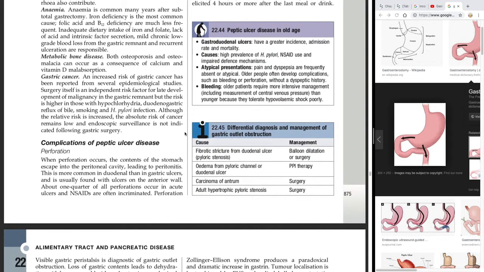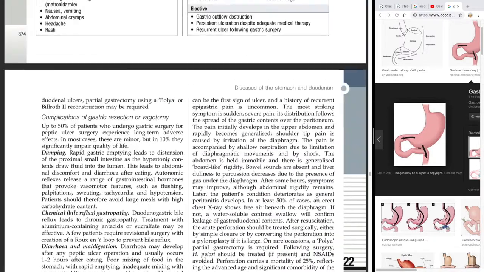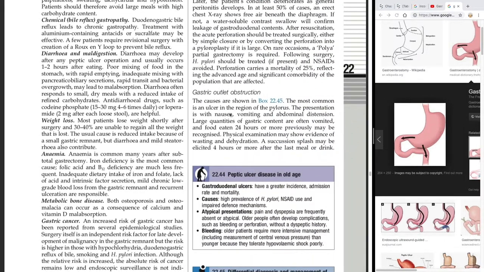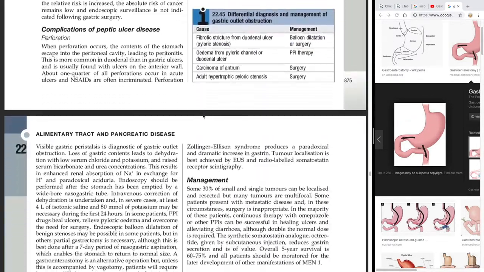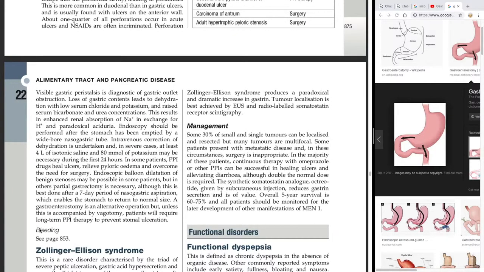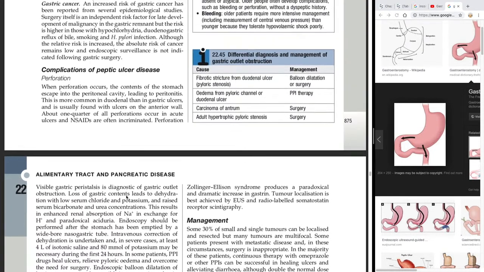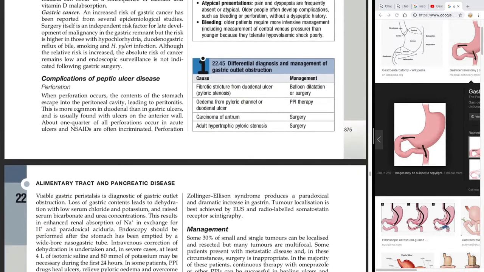So the complications include, firstly, perforation. The second complication is gastric outlet obstruction, and the third complication is bleeding, which we will not be talking about in this video. But first, let's talk about perforation.